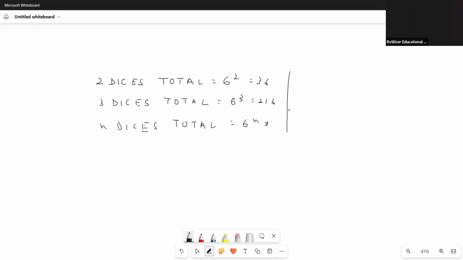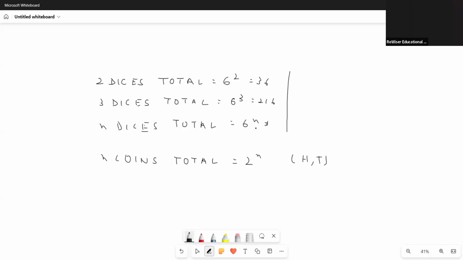A similar thing is with coins. If n coins are thrown, the total number of outcomes should be 2 to the power of n, because in case of coins, we have only two outcomes, which is heads and tails. As in case of dice, we have 6 outcomes going from 1 to 6.